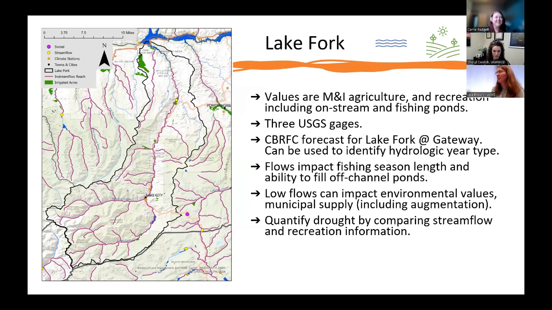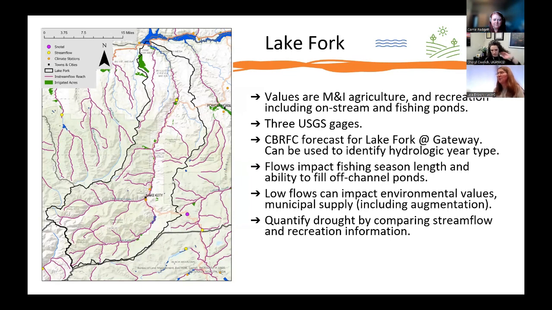Values are municipal and industrial, agriculture, and recreation, both on-stream and fishing ponds. We've got 3 USGS gauges. I think some of them are covered up by my orange dots here, but there are 3 of them. We've got the CBRFC forecast for the Lake Fork at Gateway, which is the one at the bottom. And then the flows can impact the fishing season, as well as the ability to fill those ponds.